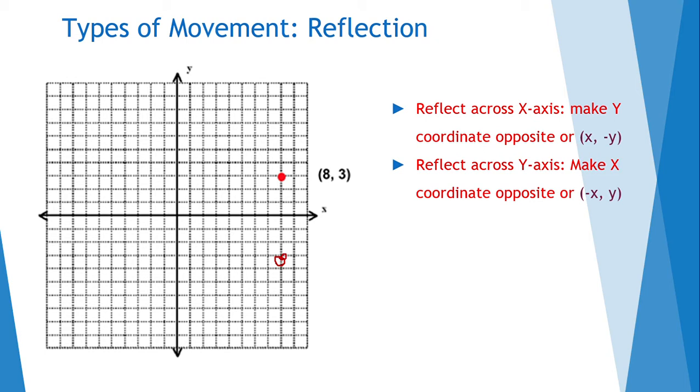To reflect across the y-axis, we need to make our x-coordinate the opposite sign, or use this formula, (-x, y). In this example, my new point would be (-8, 3), and that also makes intuitive sense.